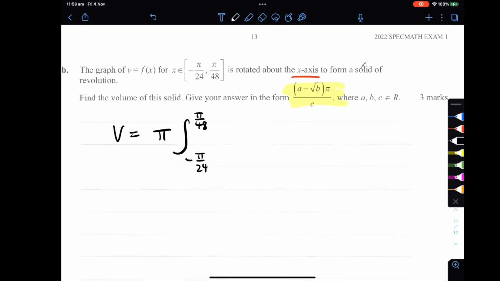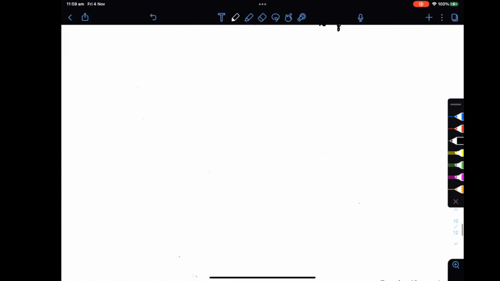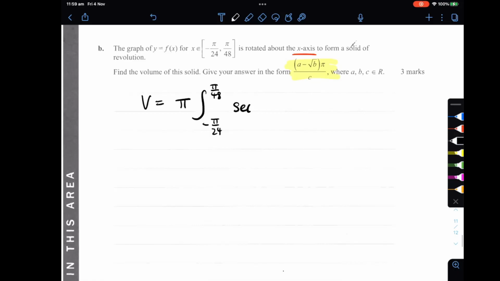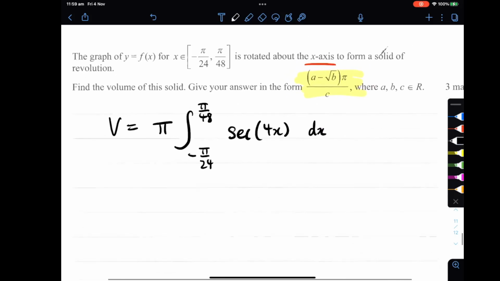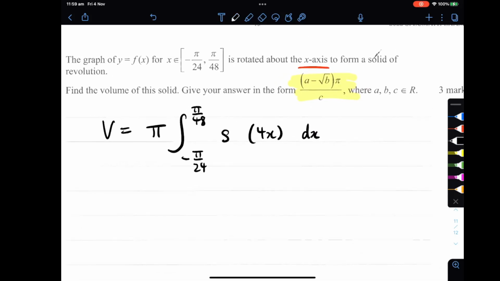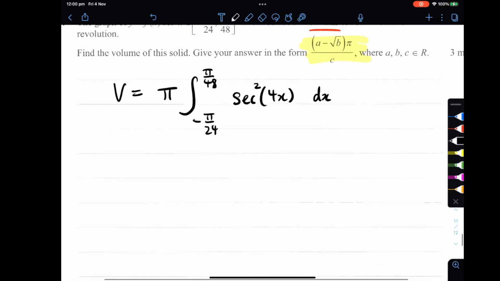And so we want to integrate, what was the function? Secant of 4x, like that. Now, we would have to square it. Sorry, we have to square the function because that's what we're doing there, right? So if we integrate secant squared, that's very straightforward as it just goes directly to tan. So it becomes a quarter tan of 4x.